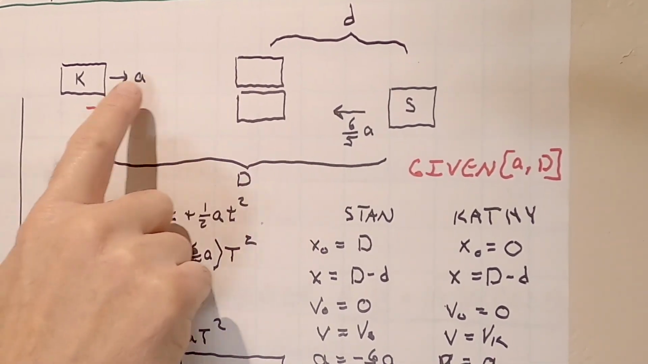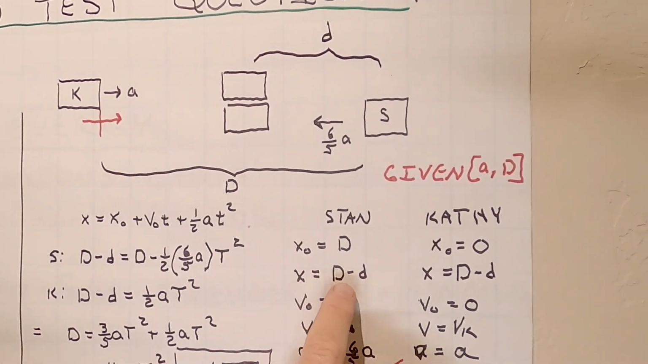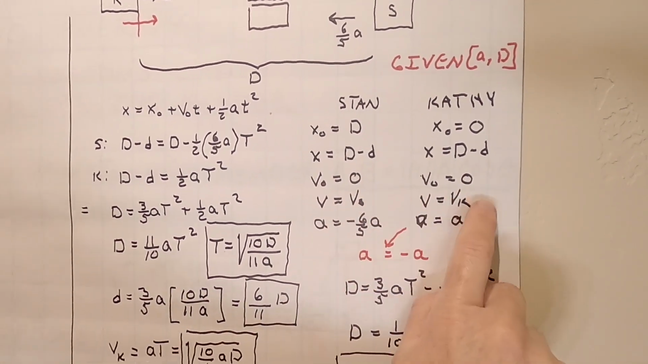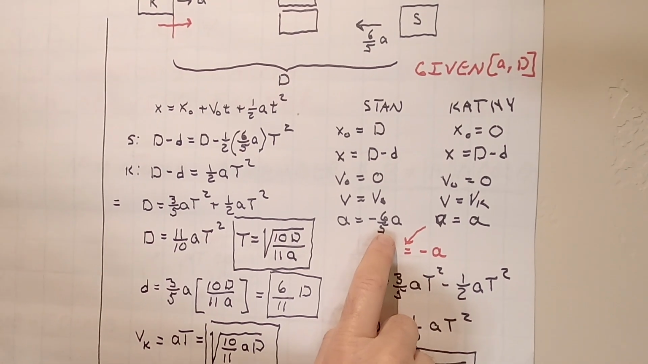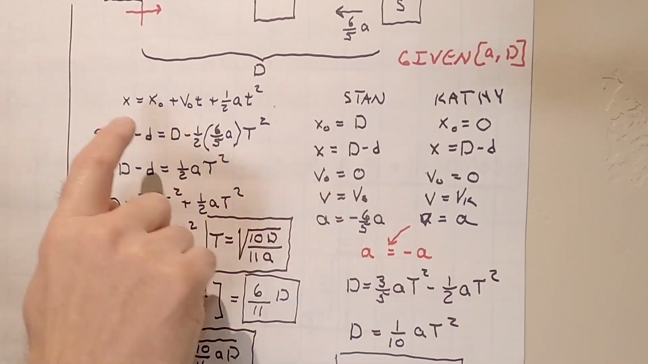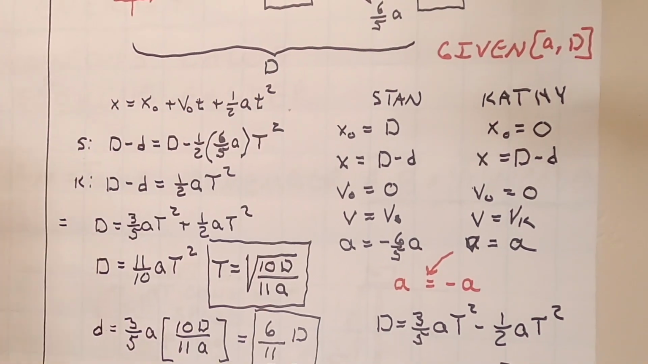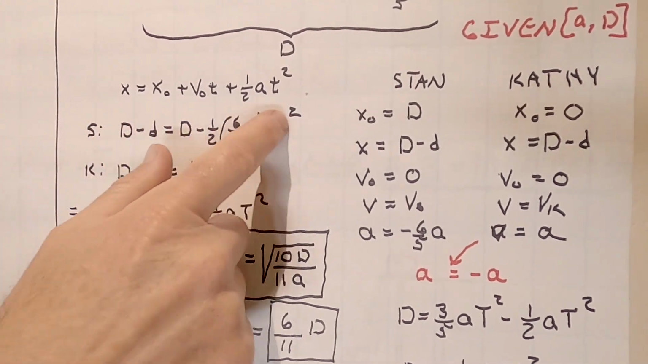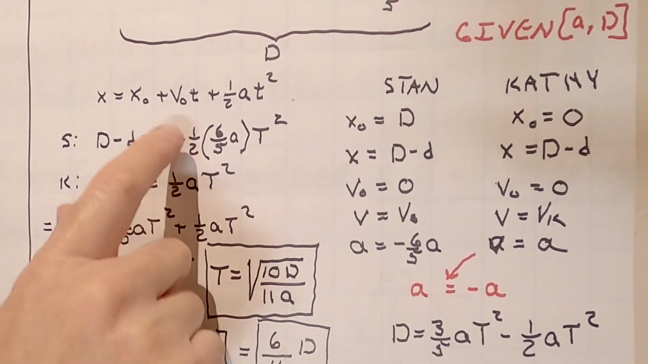So the final position of both of them is this, which is big D minus little d. They both started from rest. They both have a final speed, and the acceleration of Stan was negative right here. Okay, so we just plug in the constant acceleration equation for both Stan and Kathy right here. Here's Stan's, here's Kathy's. Set them equal to each other.